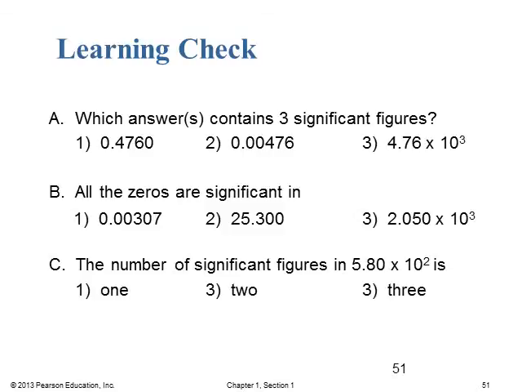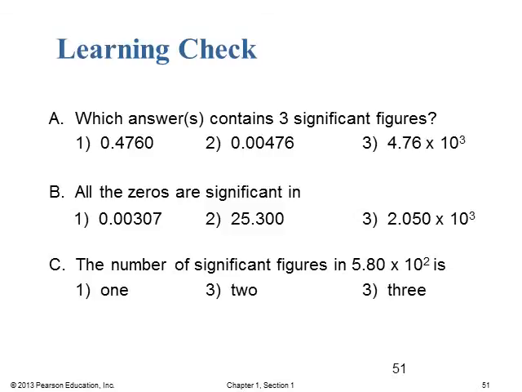In number 2, 0.00476, those leading zeros before the 4 are not significant. So only the 4, 7, and the 6 are significant. So that is going to be 3 significant figures in choice 2. And in 3, we have 3 non-zero values in our coefficient. So that's 3 significant figures. So both 2 and 3 contain 3 significant figures.